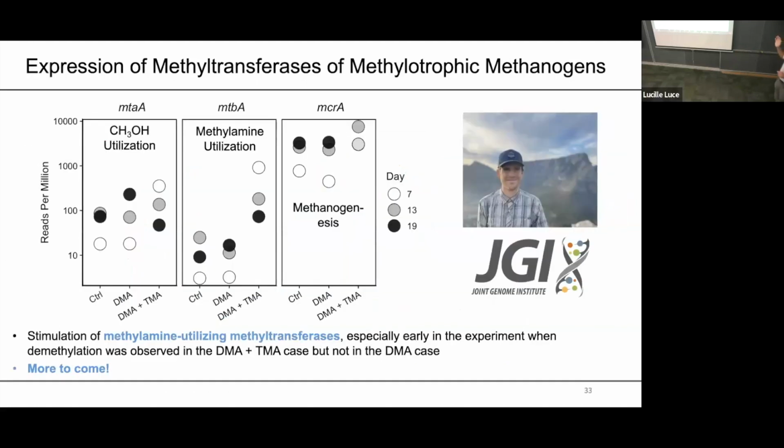And then finally, a new postdoc in my group, Michael, who started about a month ago, has been able to work with some of the sequencing data that we got and shown that, in fact, we are seeing a stimulus of the methyltransferase used by methylamine-utilizing methylotrophic methanogens, suggesting that we did effectively stimulate that community, where we also saw enhanced demethylation of DMA. So there's a lot more to come here. Michael sent me this figure yesterday. We're just getting started in analyzing omics data and comparing it to data.